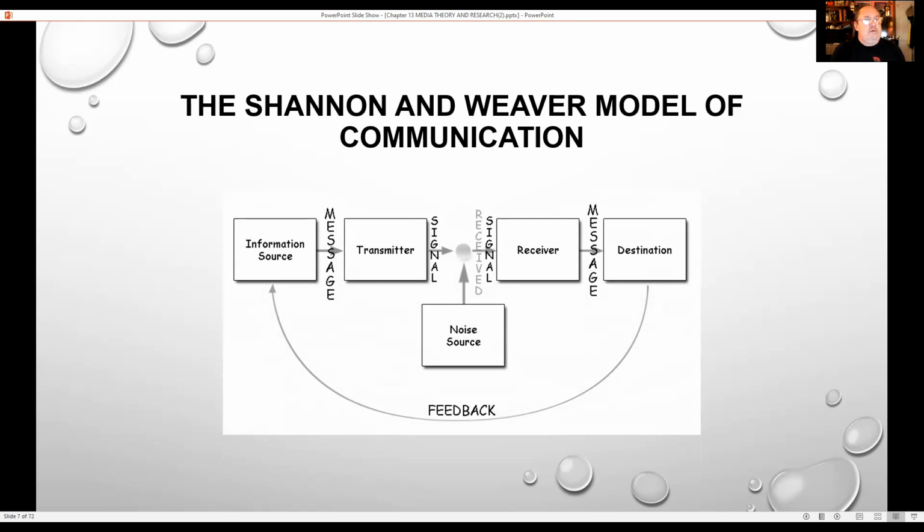So the source is the person, the transmitter is the device. Then there could be interference or noise: either the call doesn't go through, like I said, there's environmental noise, or you don't understand the language or the phrasing. Then there's a receiver, which is the device upon which they get it, and then the message is decoded and responded to by the destination, which is the receiver.